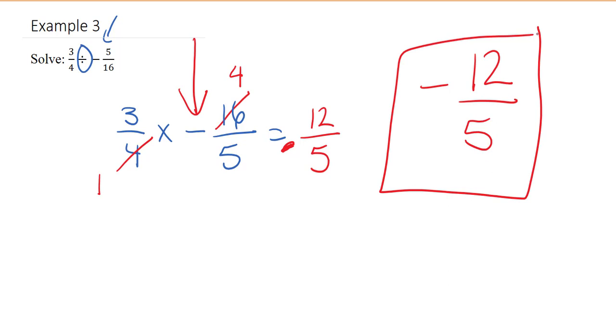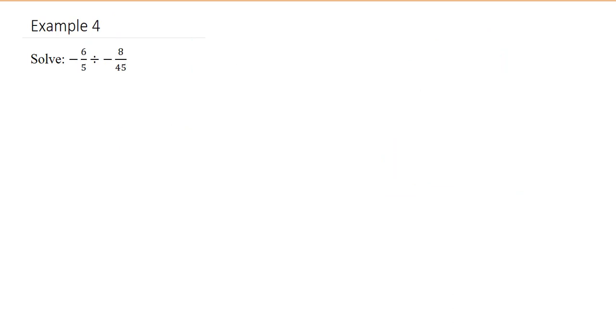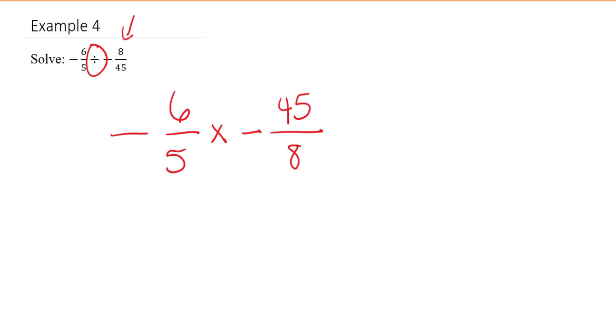So let's go ahead and look at the next example. So example 4, we're going to solve for the following. We have negative 6 over 5 divided by negative 8 over 45. So let's go ahead and write this. So we have negative 6 over 5. We're going to change the sign again to multiplication. And then we have negative, and then we're taking the reciprocal, so negative 45 over 8. Now, let's go ahead and reduce. So we have 5 and 45.